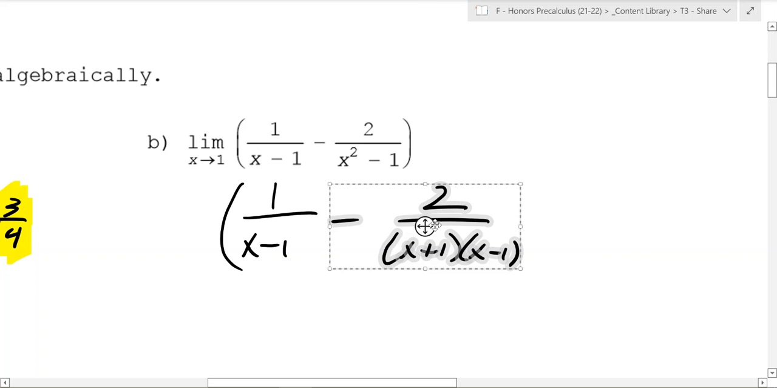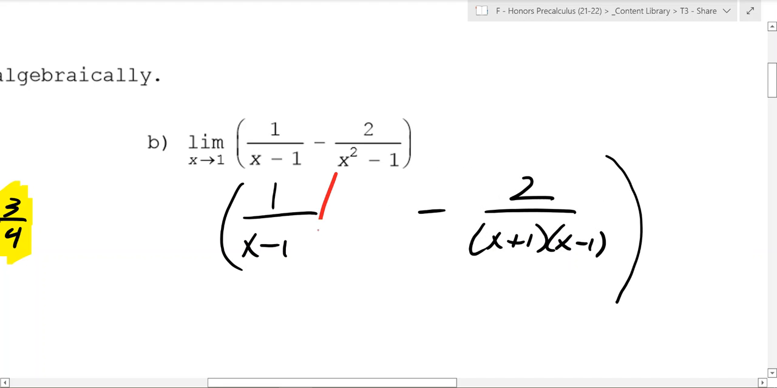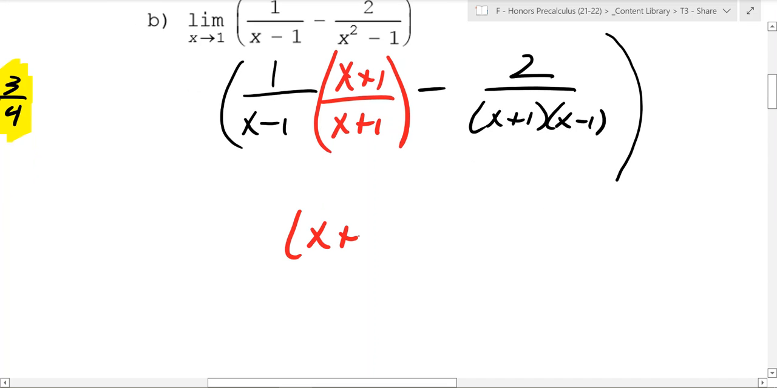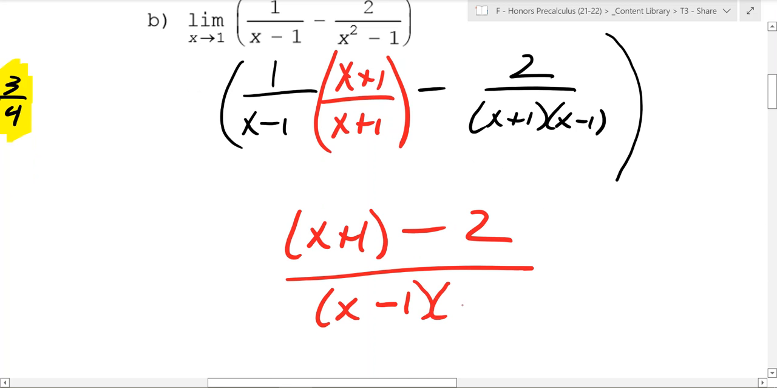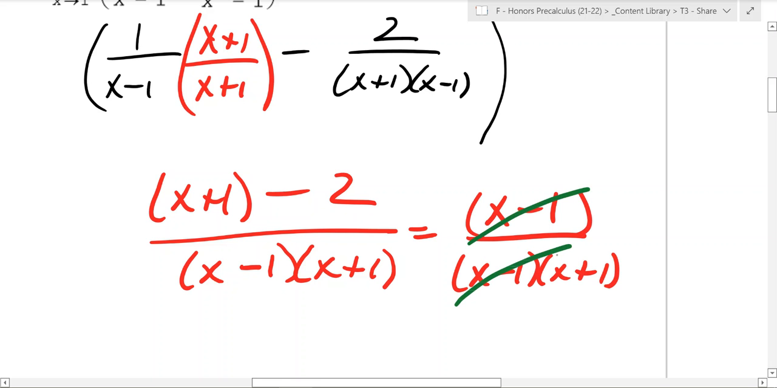Well, I'll create some more space here. We need a common denominator. So I'm going to multiply by a form of 1 here, which is just going to be x plus 1 over x plus 1. So what do I end up with here? You end up with x plus 1 minus 2, but now our common denominator is x minus 1 times x plus 1. And what does this simplify to? x minus 1 over x minus 1 times x plus 1. What cancels? Well, the x minus 1's cancel, leaving you with just 1 over x plus 1.